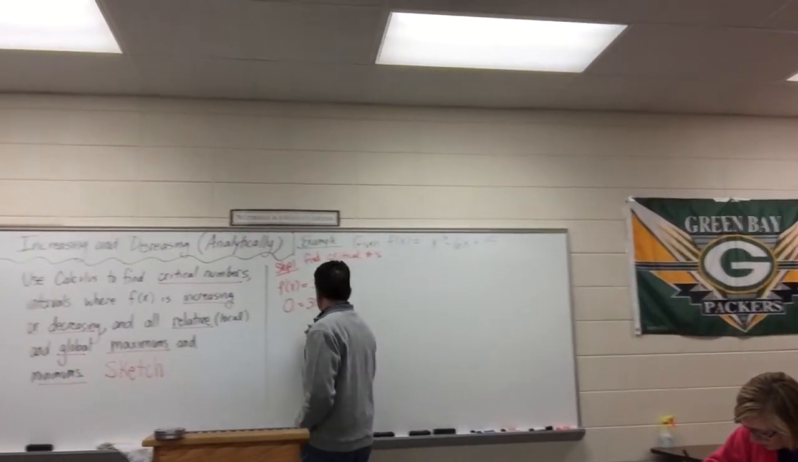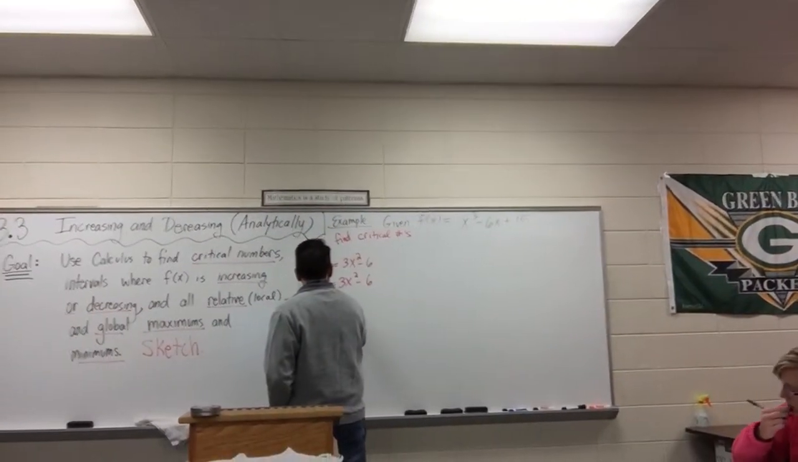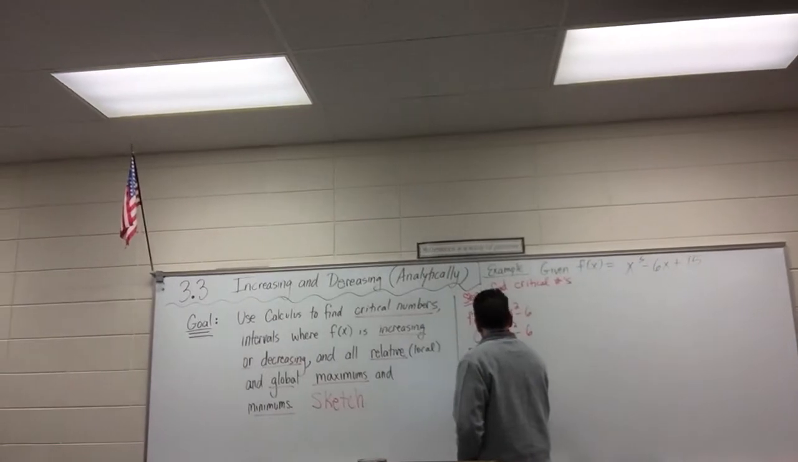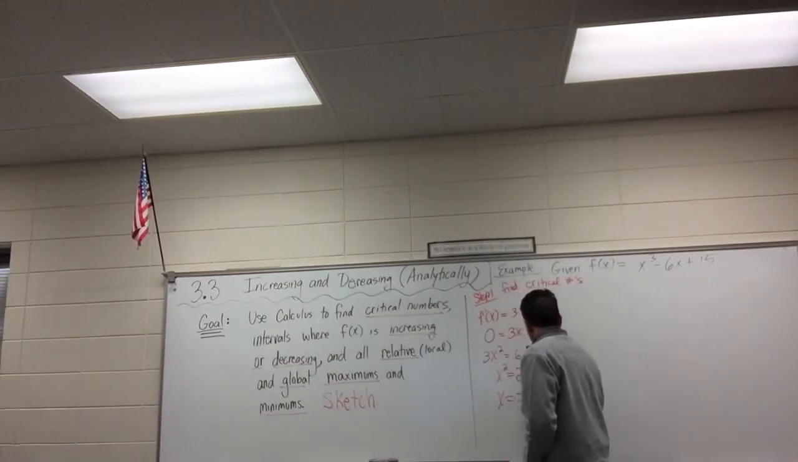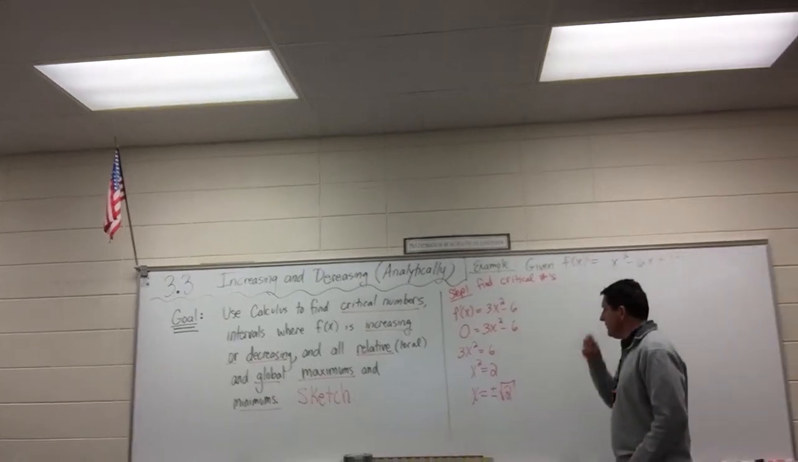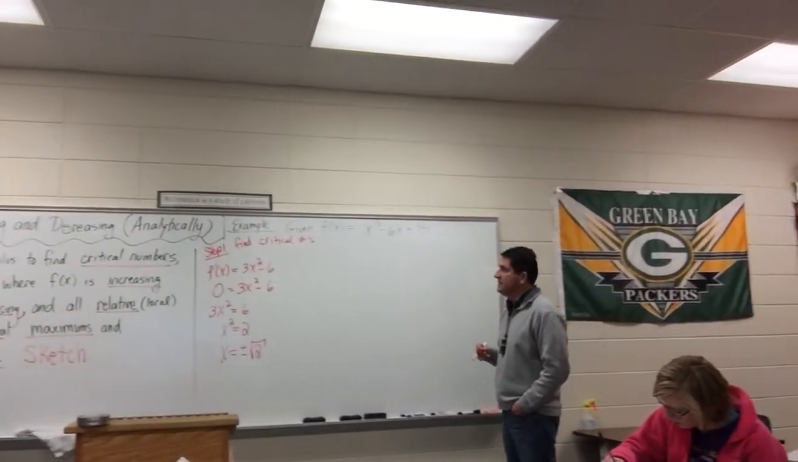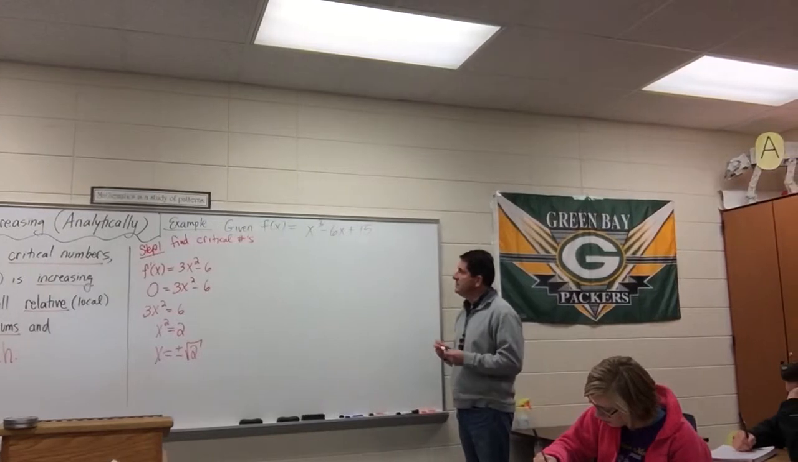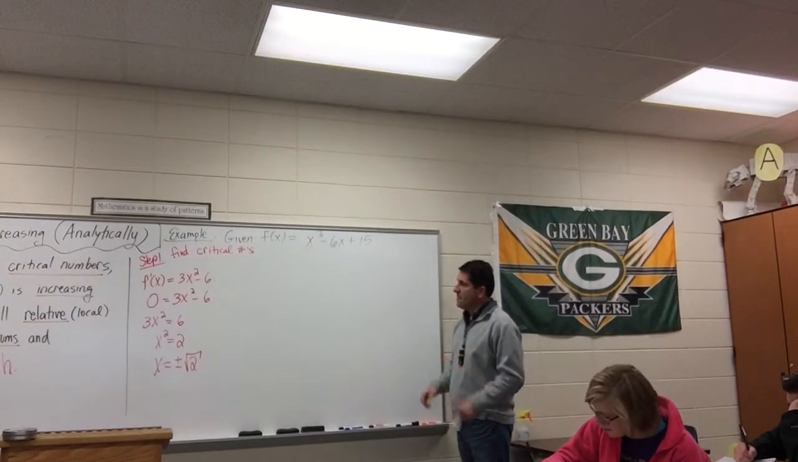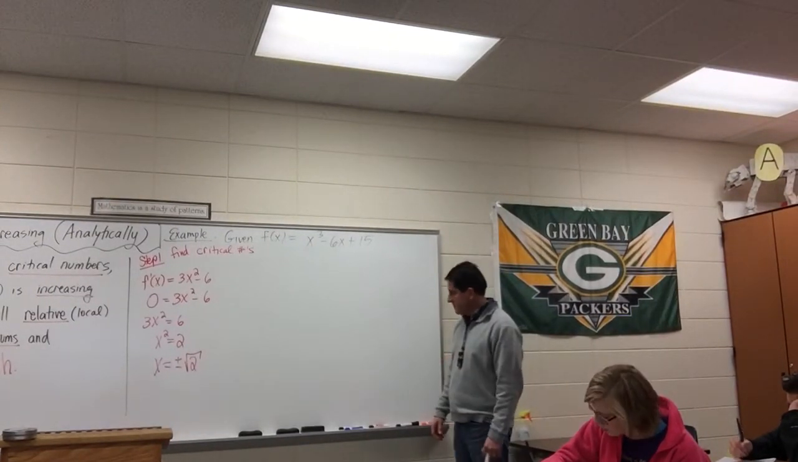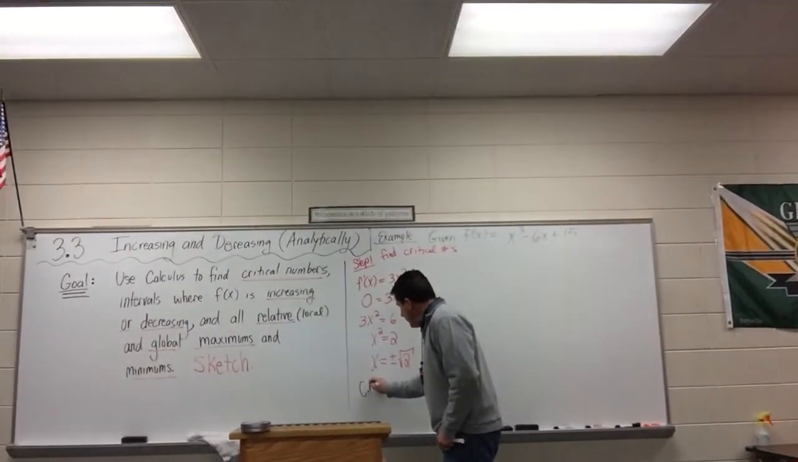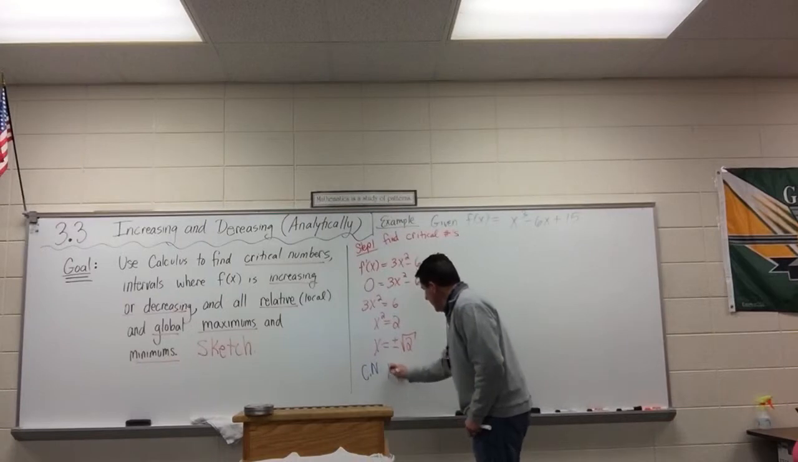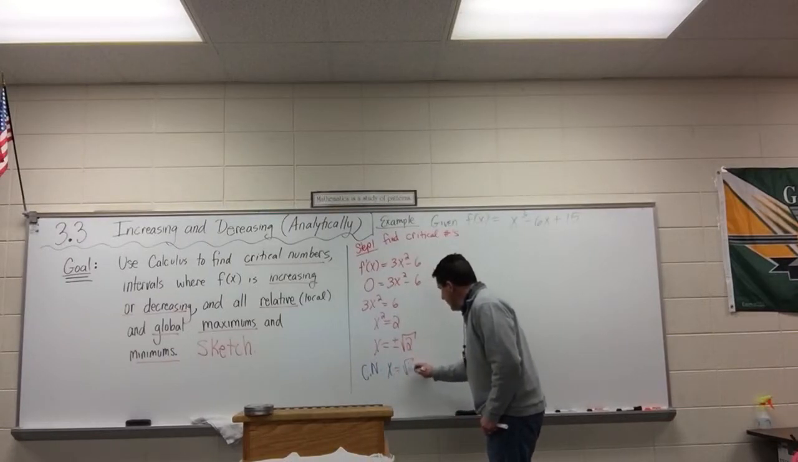So let's solve this. We get 3x squared is equal to 6, or x squared is equal to 2, or x is equal to plus or minus the square root of 2. So step one, there are two critical numbers, and they are at positive square root of 2 and negative square root of 2.